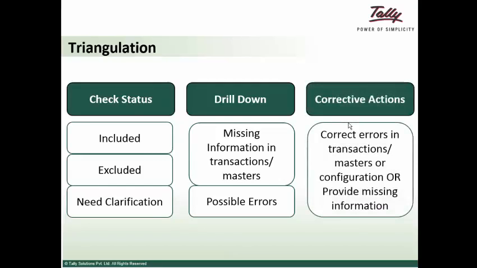Corrective actions. In the uncertain bucket, Tally gives the different reasons for errors or missing information. The user can go directly into masters or transactions and correct the errors or provide the missing information. This results in a 100% correct return, giving the confidence of a hand-prepared return. Now let us see this powerful capability in action.